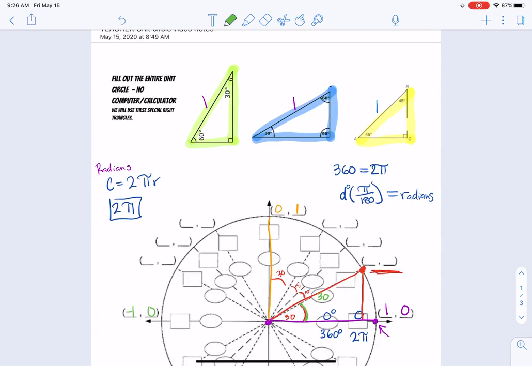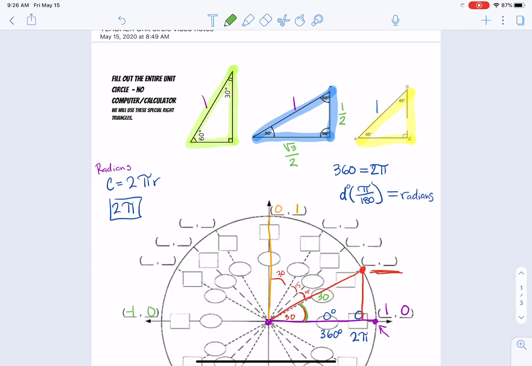And we know that when we did special right triangles last week, if the hypotenuse is 1, we end up with a short leg of 1/2, right? Using our special right triangle rules. And we end up with a long leg of square root 3/2. If you don't remember where those came from, go back to that video on special right triangles from last week.